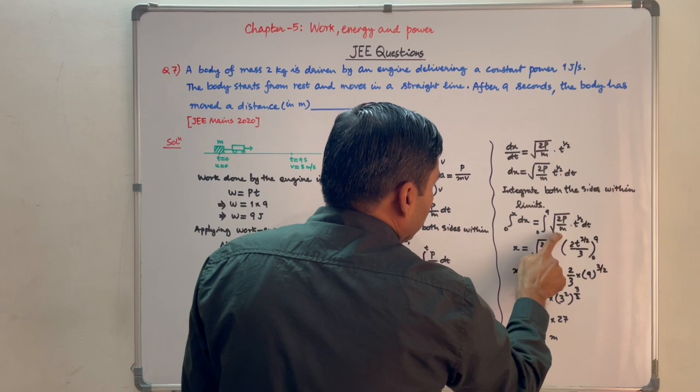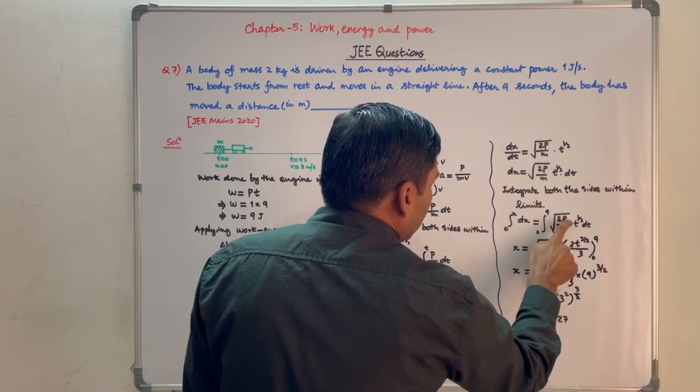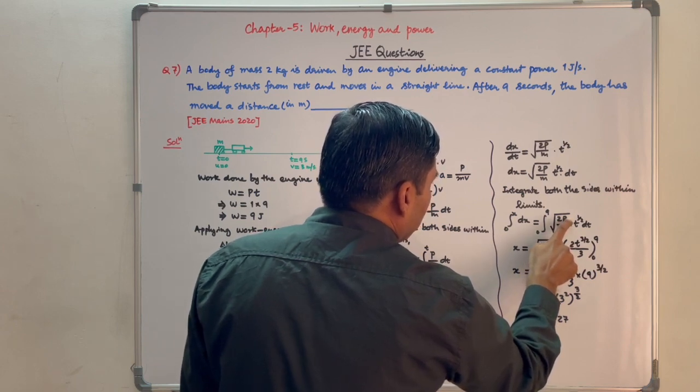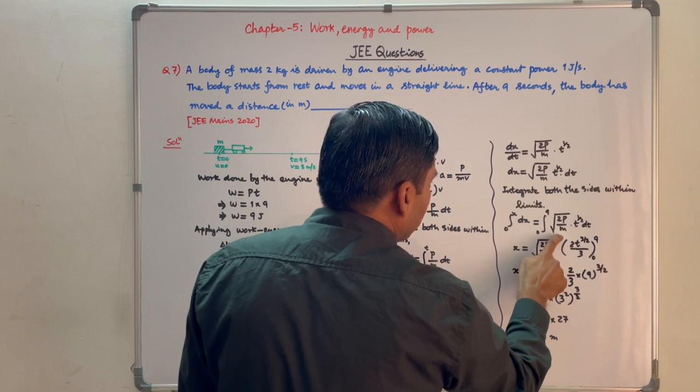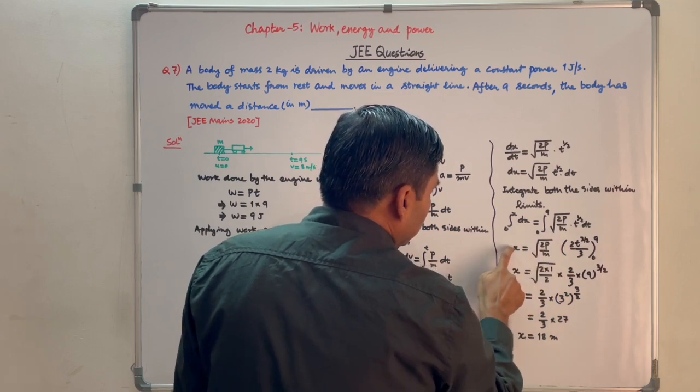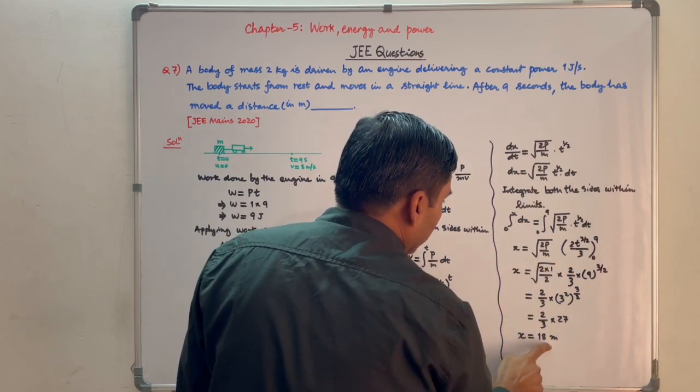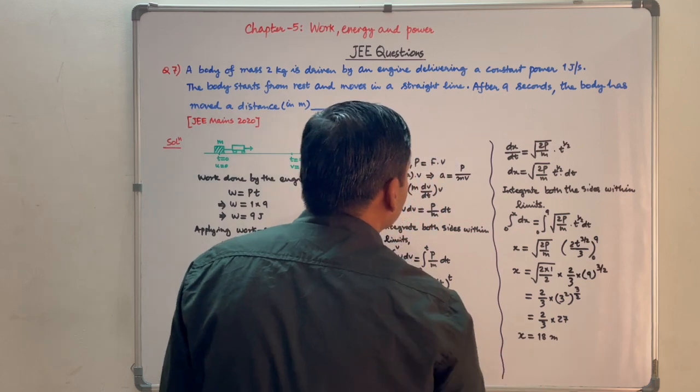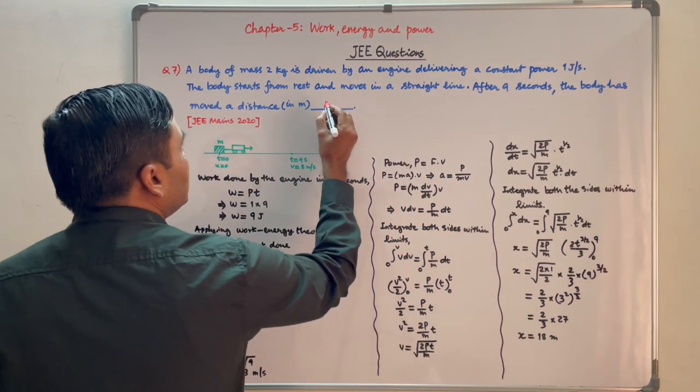Root 2P by m is constant, as power is given constant, 1 joule per second. Mass is constant, that is given as 2 kg. So this gives x is equal to 18 meter. That is our answer. So answer is 18 meters.